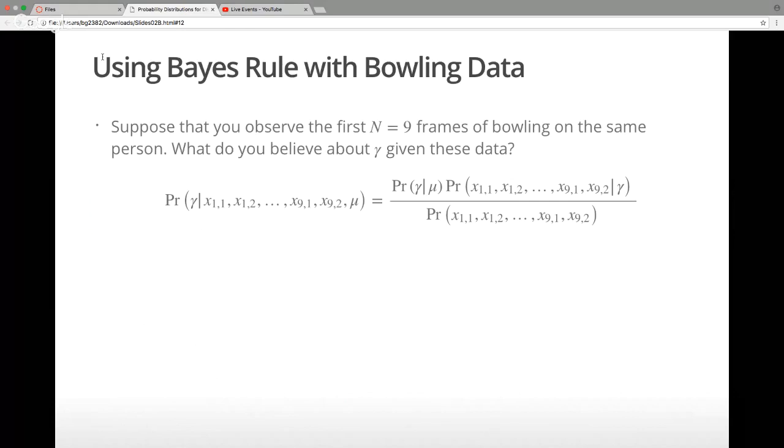And usually we would observe a lot more than 9 frames, but just to keep it simple, 9. That's Bayes' rule.